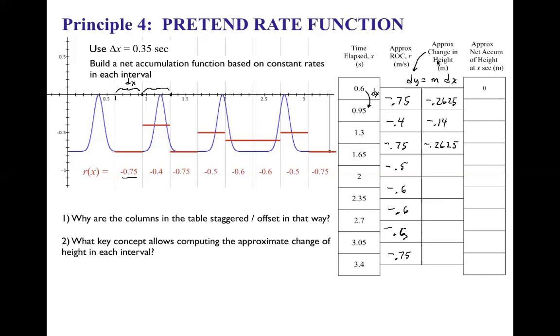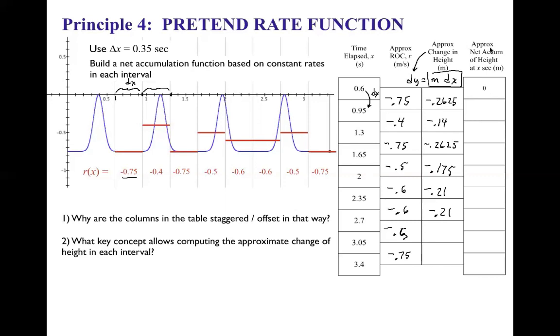So now the approximate change in height. We've got constant rate, so we can use m dx. Okay, negative 0.175, negative 0.21. Okay, so now, etc.